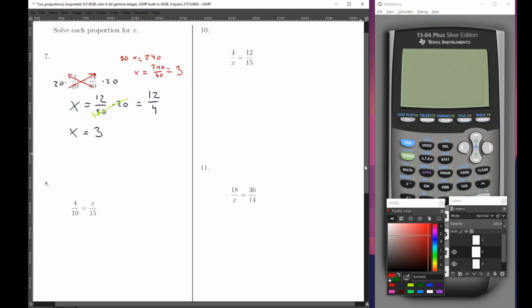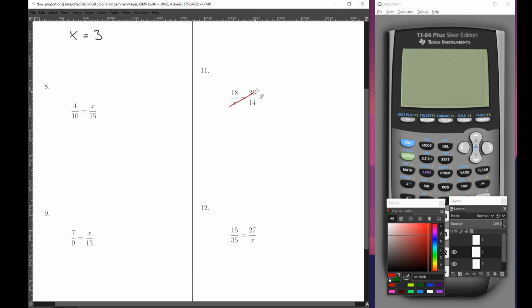That works. And we do the same thing, we cross multiply when we've got something like number 10 here. We'll get 12x, and it'll be equal to 60, right? Yeah, 60. So x is equal to 60 divided by 12. And you know what that is? 5.